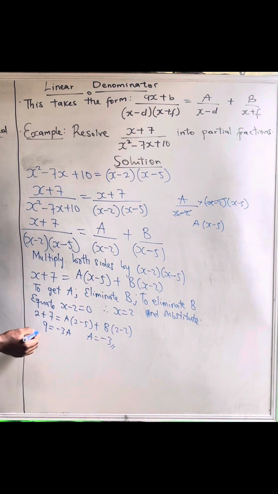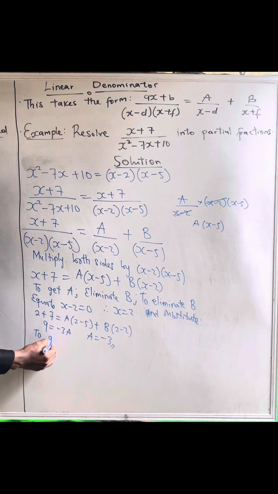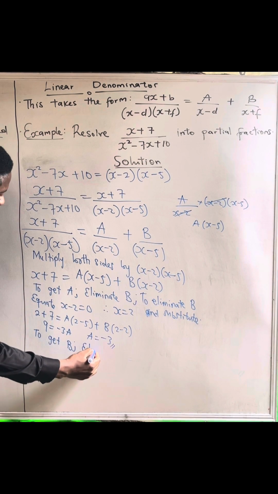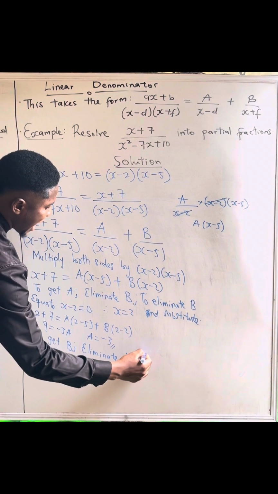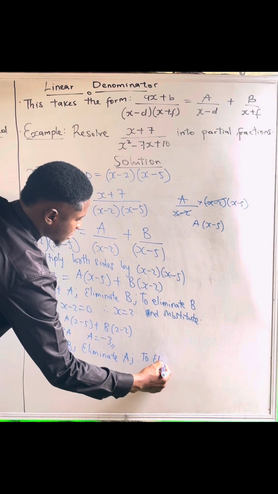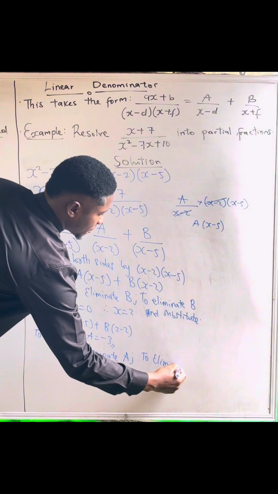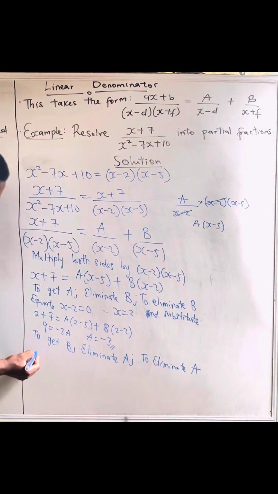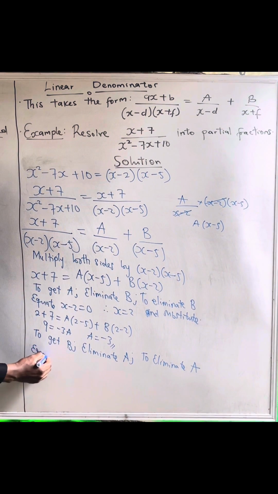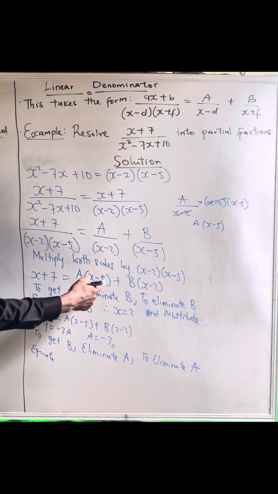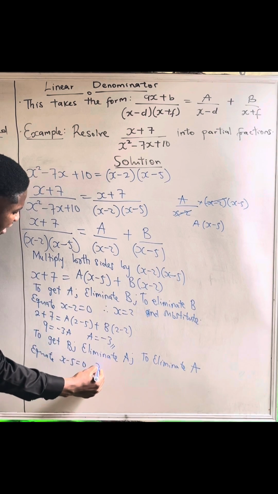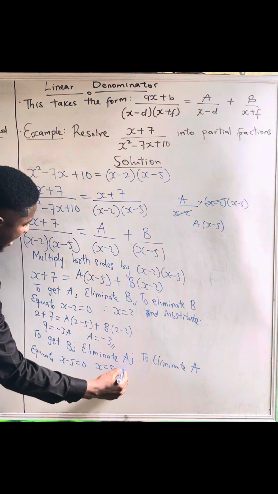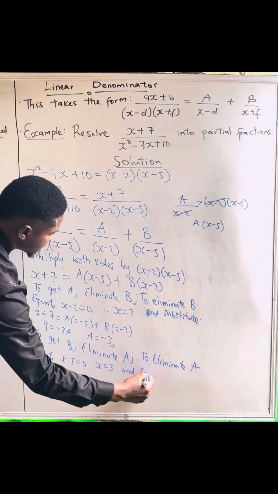So therefore, my A would be equal to minus 3. And also, to get B, eliminate A. To eliminate A, equate x minus 5 to 0. Then x is equal to 5. And substitute.